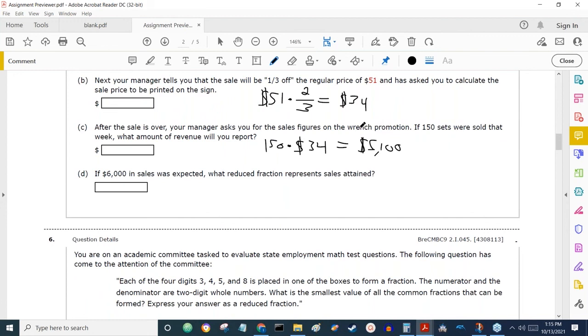$6,000 in sales were expected. So what reduced fraction represents sales attained? So there was $5,100 sales attained. That's the portion we're interested in. That's the top part of a fraction. That's sales attained. But then we need to divide by a total. There was a total of $6,000 expected. So that's the fraction. We just need to reduce it.